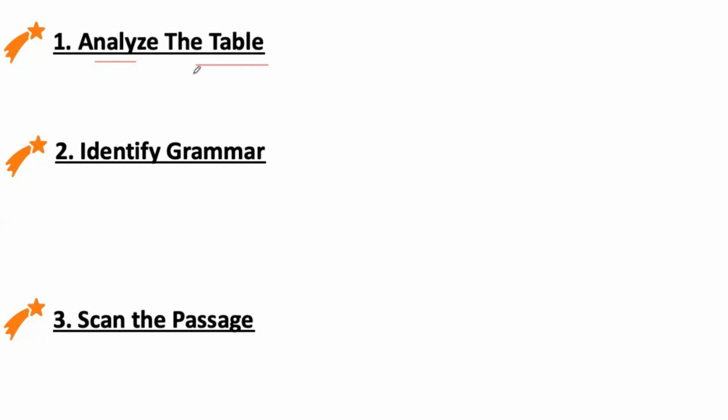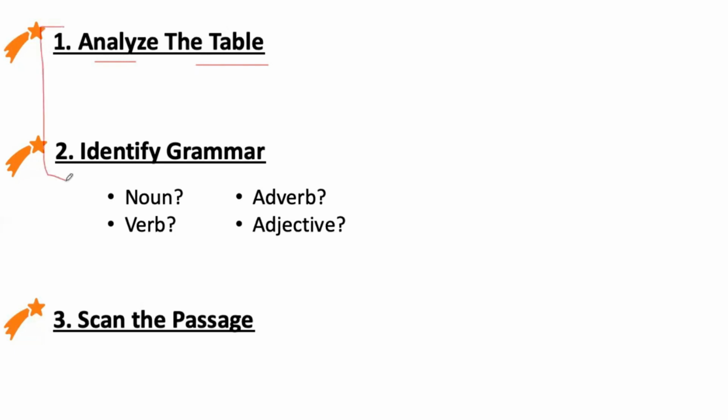Then we're going to identify the grammar. We're going to look at the words surrounding the gaps, and this will give us a good clue about what we have to look for in the passage. It could be looking for a noun or a verb or an adverb or an adjective, or in our case today, a number. So by really identifying the grammar, we're taking care of this preparation work and going into the passage with a very clear view, and this will save us a lot of time.